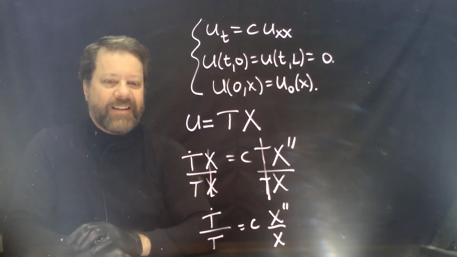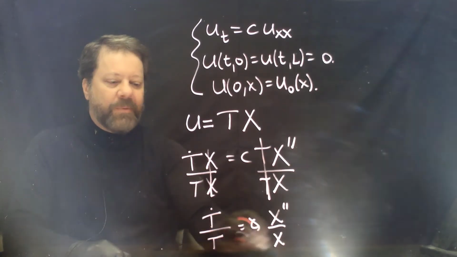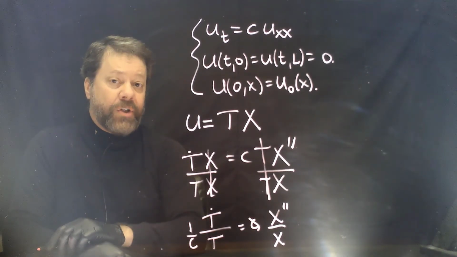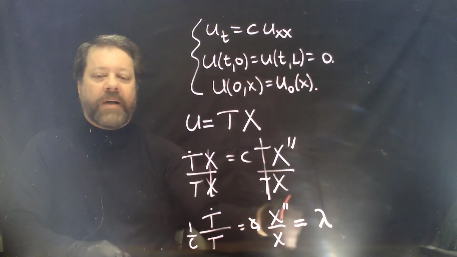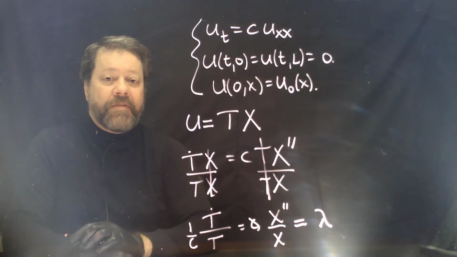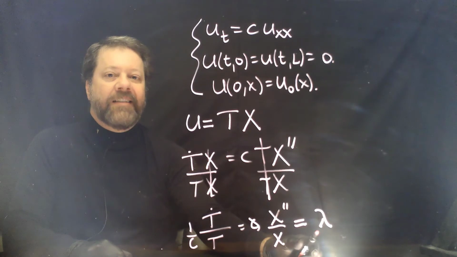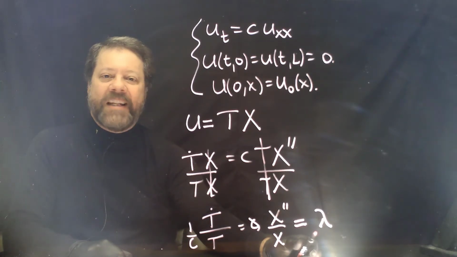Now, what do we do next? I like to put the C over on this side, just as before. Both sides must equal a constant, lambda, since they are functions of different variables. By trichotomy again, lambda can be positive, negative, or 0, and we need to look at the implications of each of those possibilities.